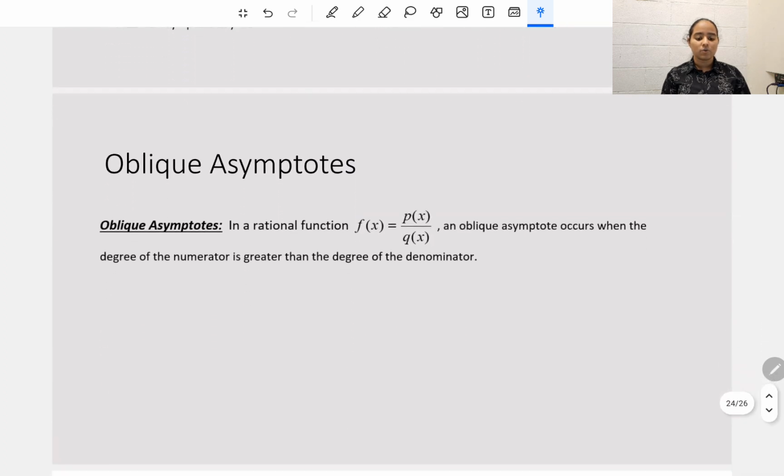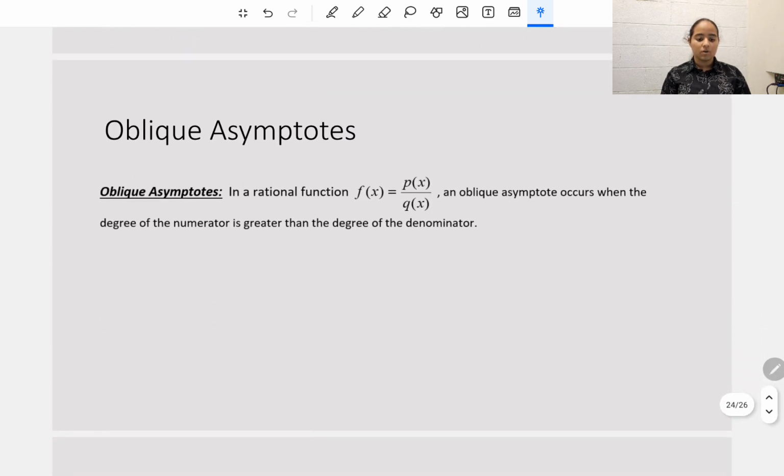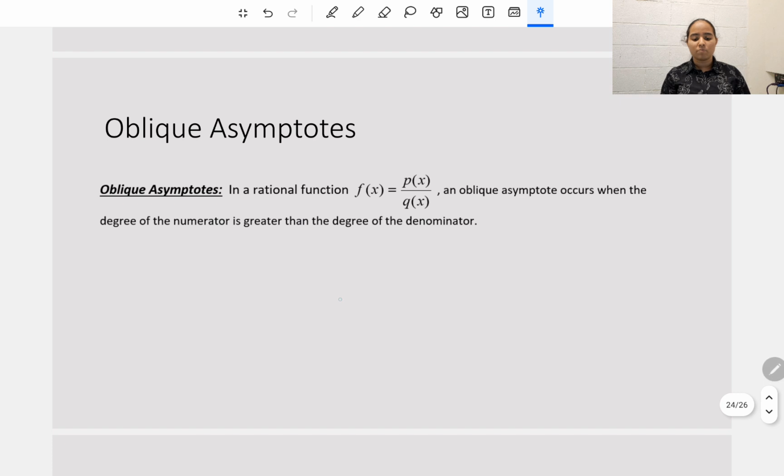Now, let's look at oblique asymptote. Oblique asymptote is very similar to horizontal asymptote. In order to determine the oblique asymptote, we also need to compare the degree of p of x and the degree of q of x. The oblique asymptote only occurs when the degree of the numerator, which is the p of x, is greater than the degree of the denominator, which is the q of x. So let's look at example 5.